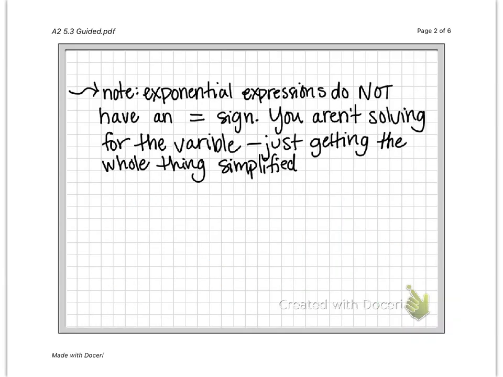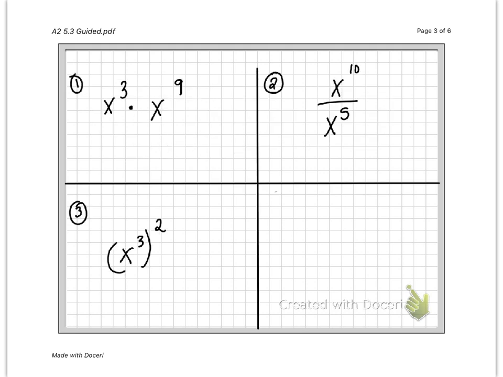Okay? Exponential expressions do not have an equal sign. So in the past, we maybe did these out of order. Simplifying, we're not solving for x. We're just finding the way to simplify the whole expression rather than finding what x equals. So number 1, x to the 3rd times x to the 9th. The bases are the same. So what should I do with the exponents? Add. x to the 3 plus 9, x to the 12th.